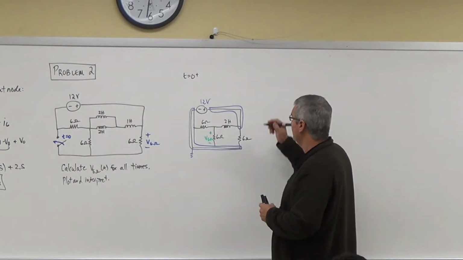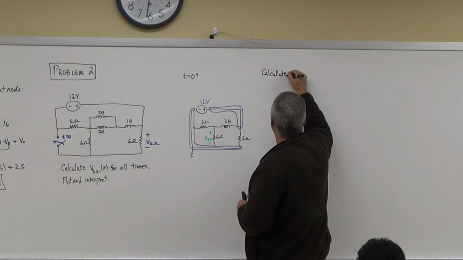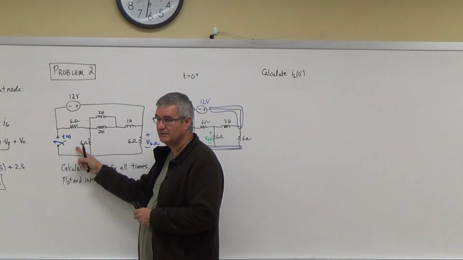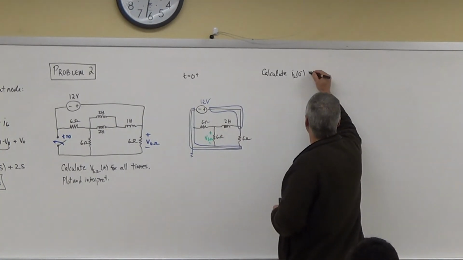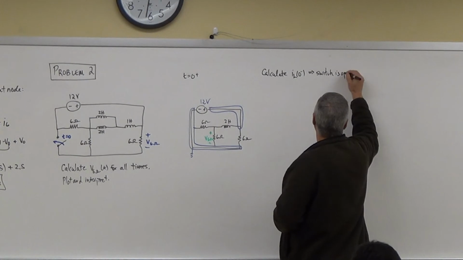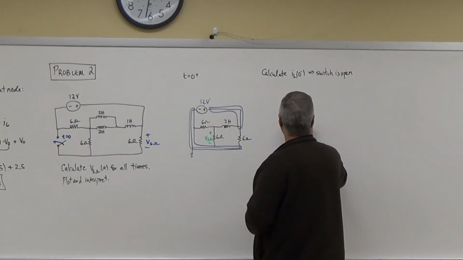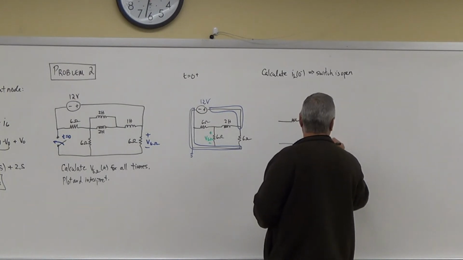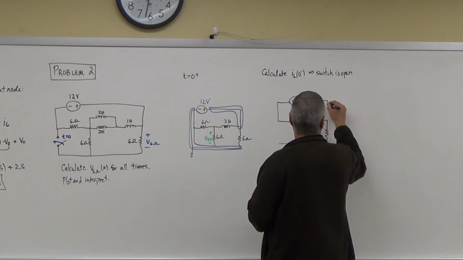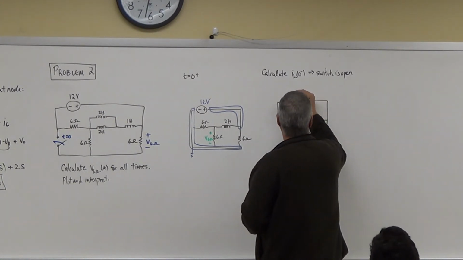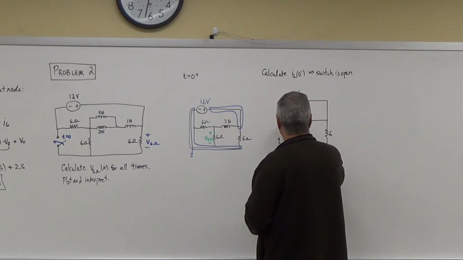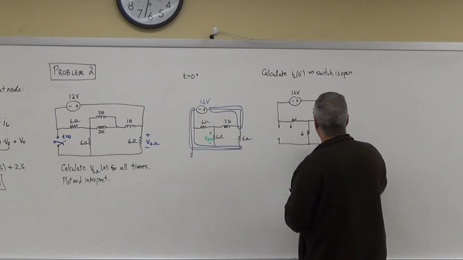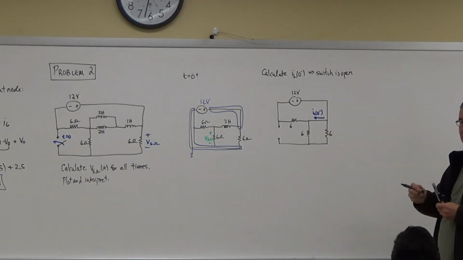So the first thing that I've got to do here is calculate IL of 0 minus. If I calculate I of 0 minus, I'm assuming steady state, so that means that the switch is open. When I look at this circuit at steady state, I really have this. And if I follow the current, we can see that this guy right here is giving me the I of 0 minus.